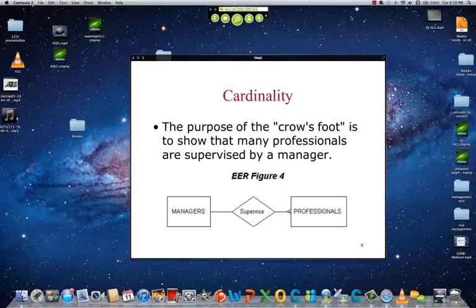Okay, now let's look at the other way around. Let's look at this side. You want to explain this cardinality, which is one here. Again, you start from the opposite. You start from professionals. A professional is supervised by one manager. Okay? This is the correct way to read this.